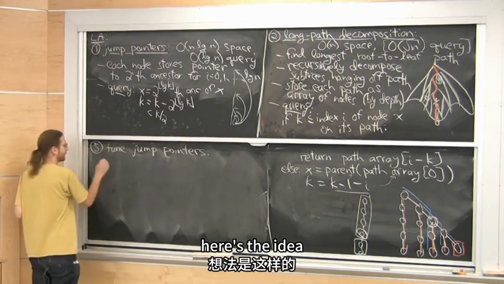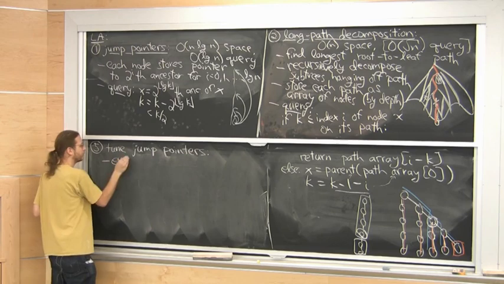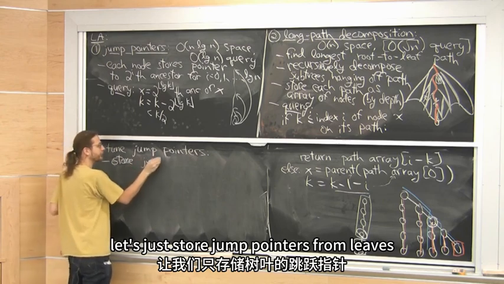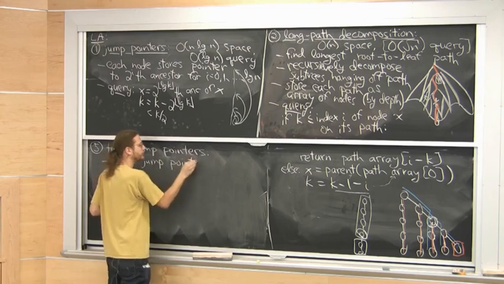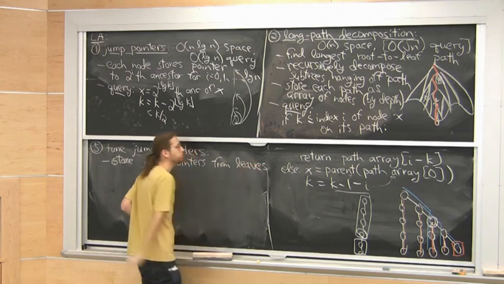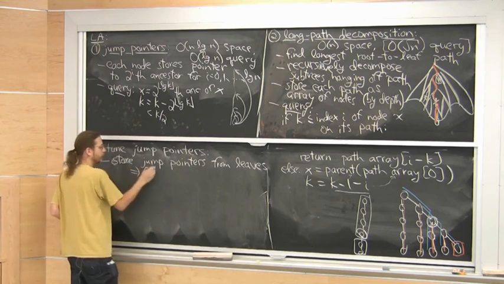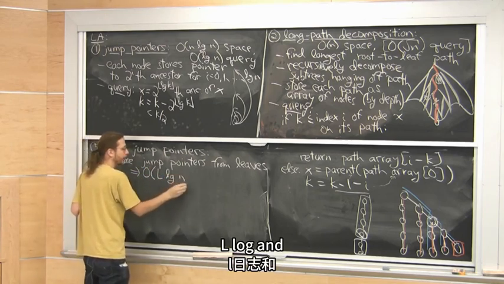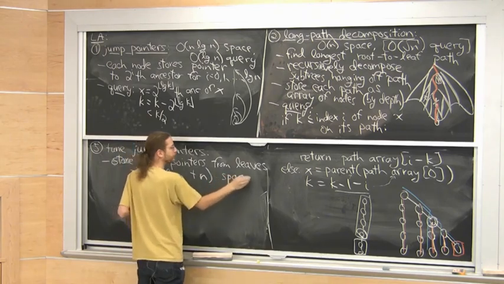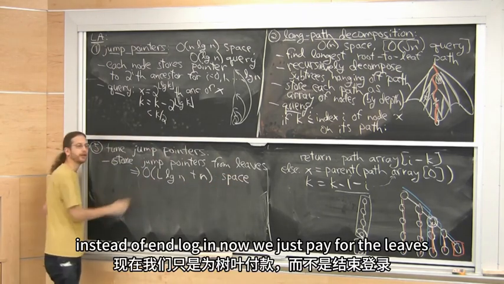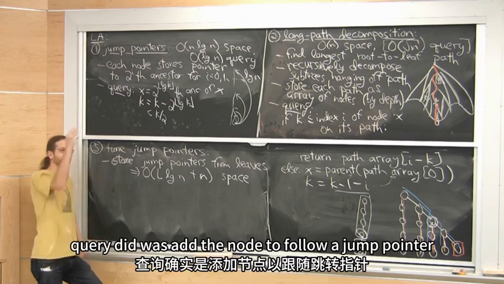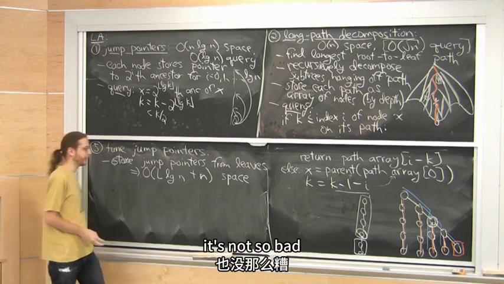Okay, here's the idea. First idea is, let's just store jump pointers from leaves. That would imply L log n space, plus linear overall. Instead of n log n, now we just pay for the leaves. Except we kind of messed up our query. First thing the query did was at the node follow a jump pointer. But it's not so bad.